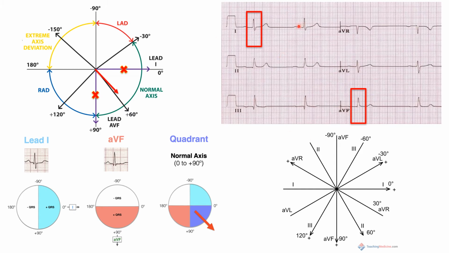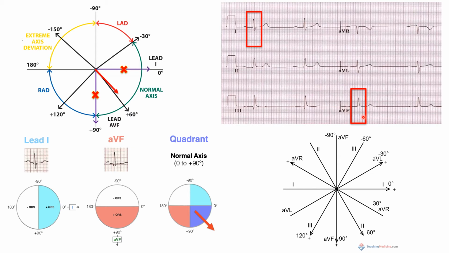This ECG strip right here is showing you the electrical conductivity of your heart. It's graphing time on the x-axis and voltage on the y-axis. As you can see, this ECG strip is showing you leads 1, 2, and 3, and it's also showing you the augmented leads AVR, AVL, and AVF. For this example, we are going to concentrate on lead number 1 and lead AVF.